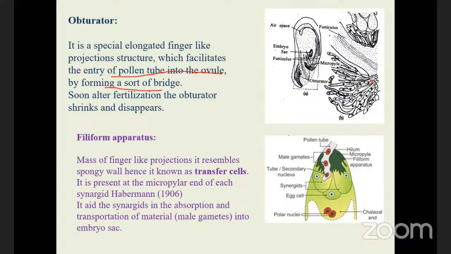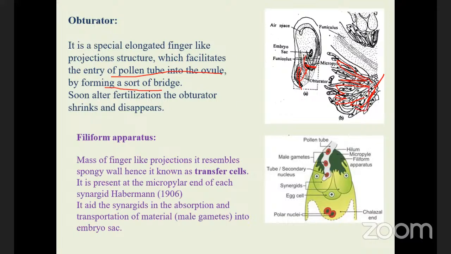These are finger-like projections, which are forming at the micropylar end. You see, the obturator forms the finger-like projections at the micropylar end, so that on two sides of the micropyle it has the finger-like projections. These finger-like projections carry the pollen toward the synergids. That is called the obturator.